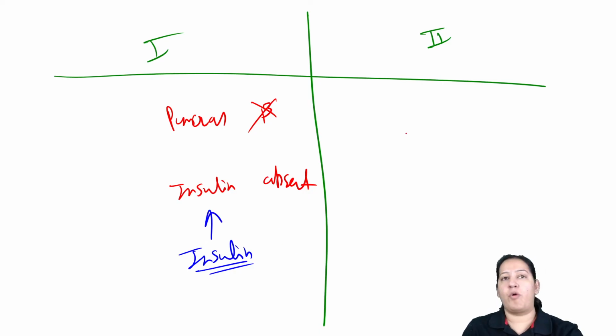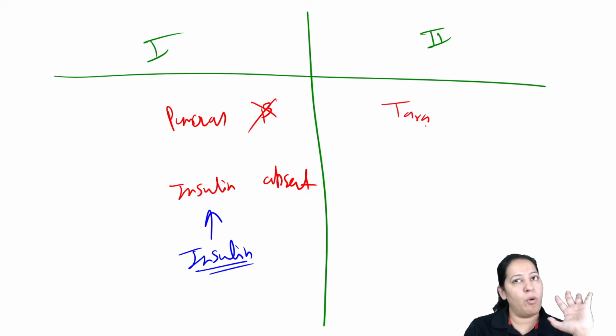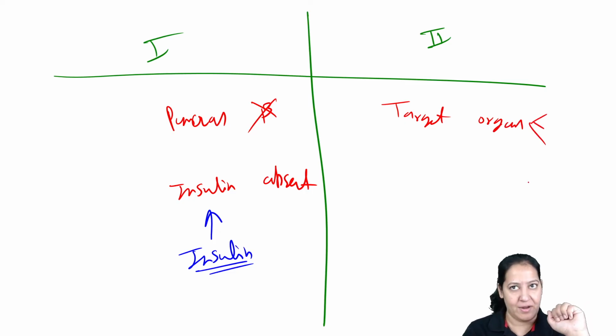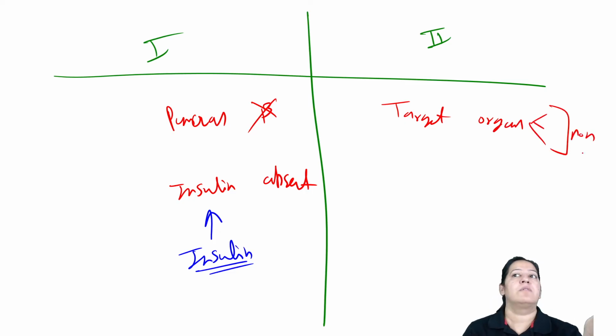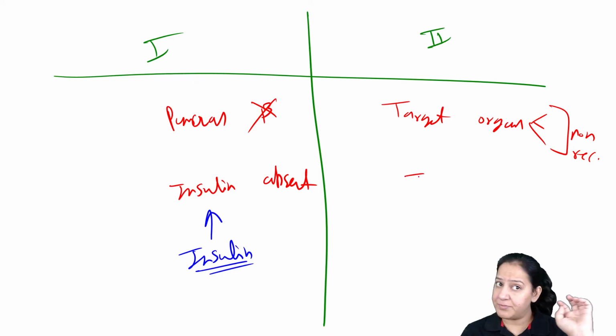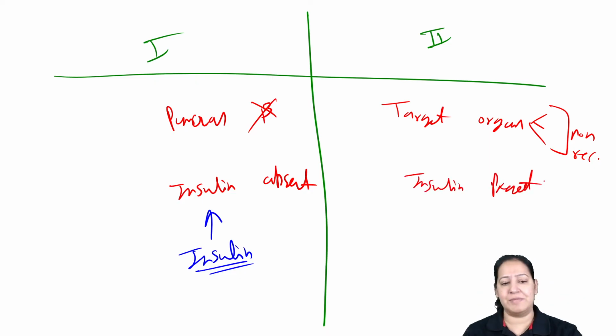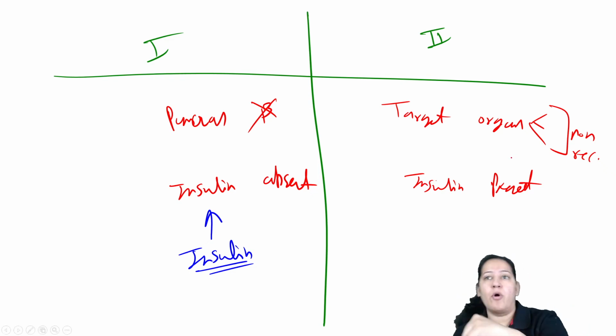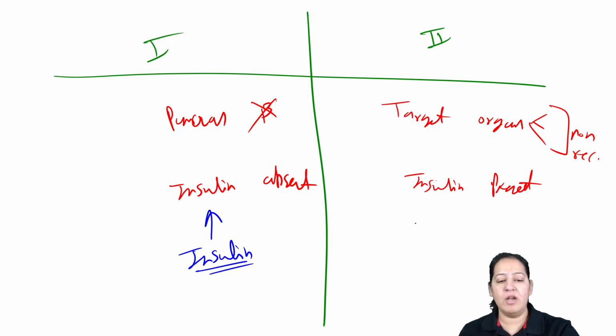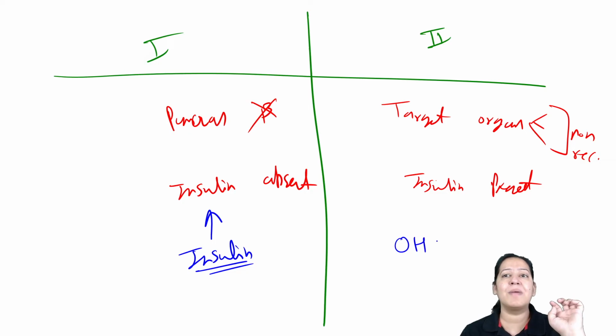In type 2, the problem is not with the pancreas. The problem is with the target organs, liver, skeletal muscle and adipose tissue, right? So they are non-responsive. The receptor of the insulin is non-responsive to the insulin. So here insulin is present. It is not absent. But the insulin receptors are non-responsive. So here the treatment you will offer is oral hypoglycemic agents.